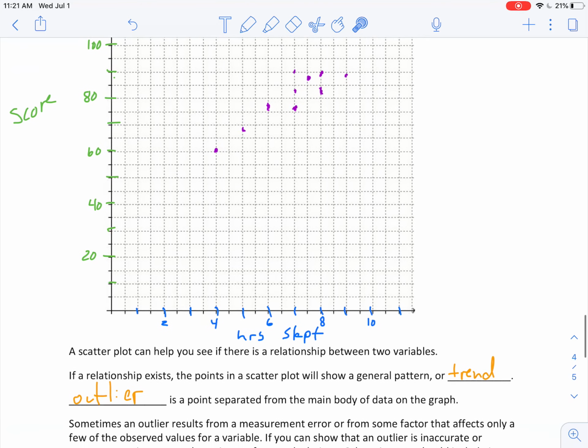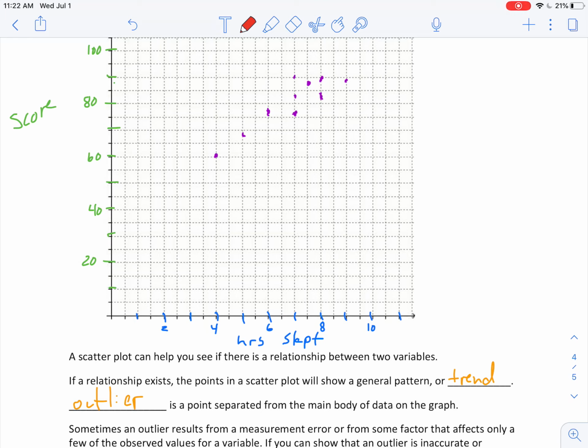Okay, basically what that's saying is sometimes you get an anomaly where you have a piece of data like this, where this student slept 8.5 hours but only scored 65, which is not part of the trend. That would be an outlier.